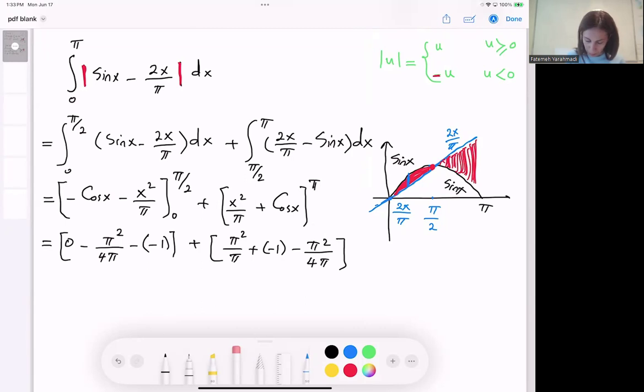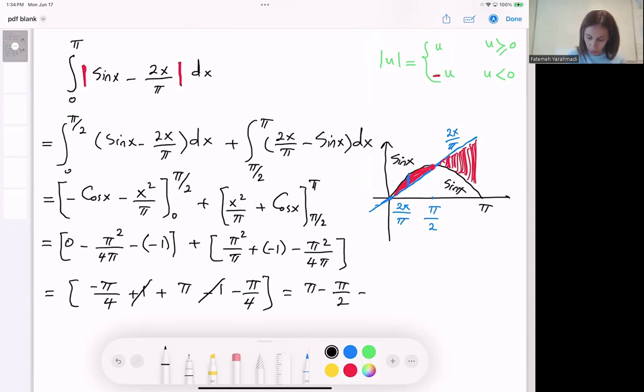What is this? Okay. So this part becomes negative pi over 4 plus 1, and here you have plus pi minus 1 and negative pi over 4. So if you combine these two, the constants cancel, and you get pi minus pi over 2, or pi over 2, is this definite integral.